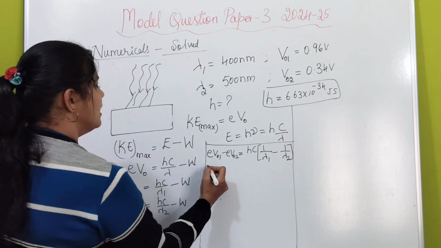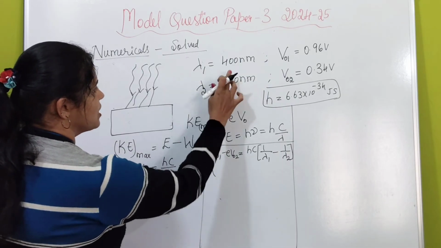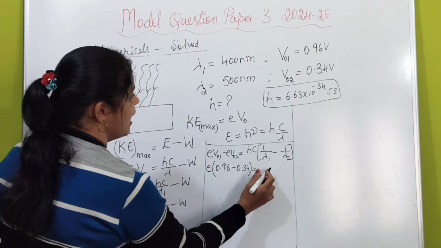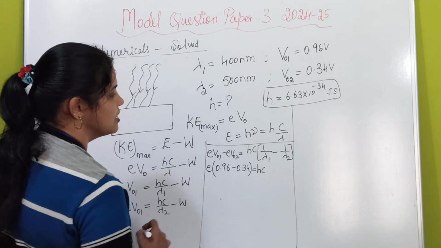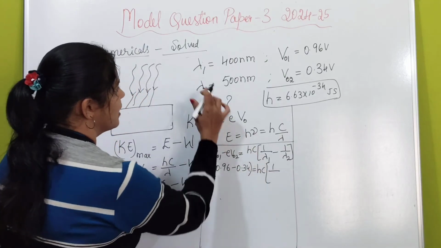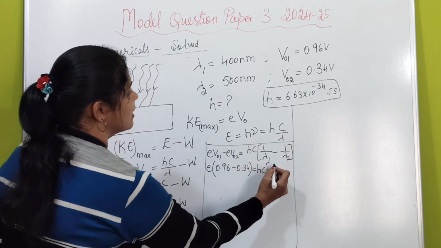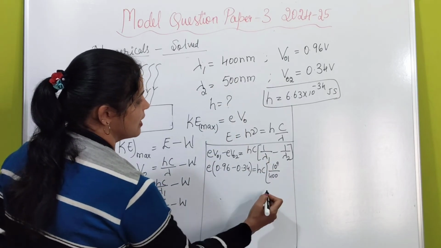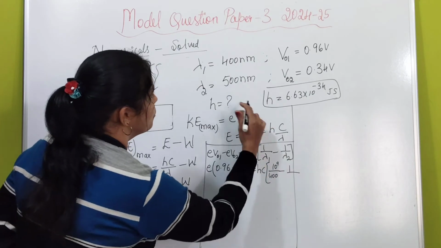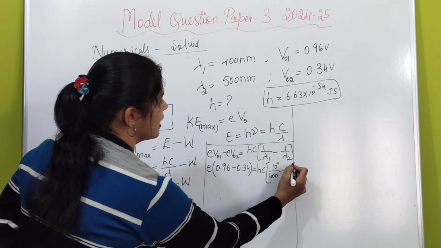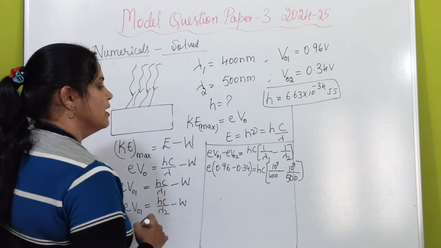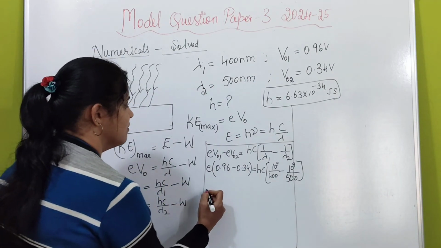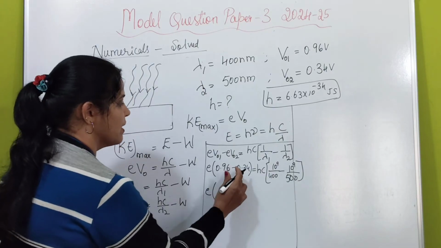Okay. So now e is common, take it outside, then stopping potential is given, that is 0.96 minus 0.34. That is equal to h into c. Keep as it is, h into c. Now substitute 1 by lambda 1 is 400 nanometer. So let us write this. Nano means 10 to the power minus 9. When it comes to numerator, it is plus 9. Minus lambda 2 is 500. 10 to the power plus 9 goes to numerator. So here 400 into 500, you take LCM of this, and before that e into 0.96 minus 0.34.